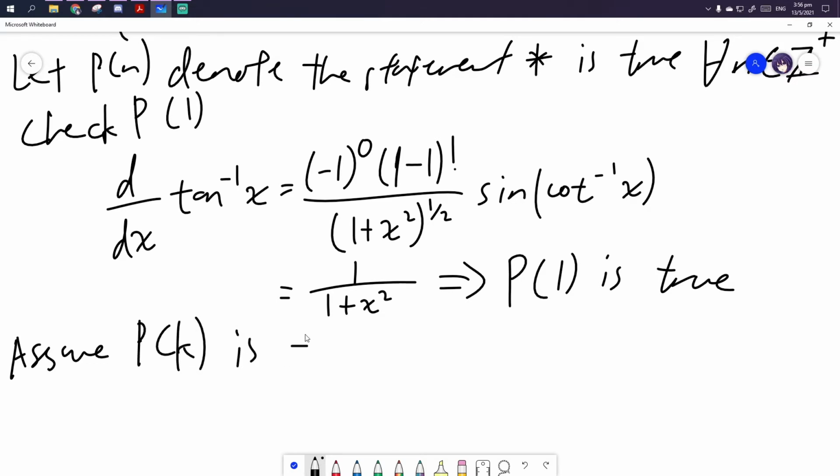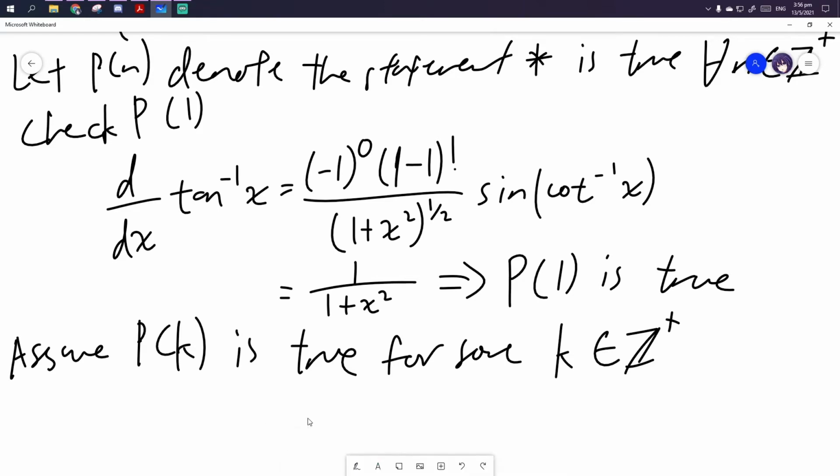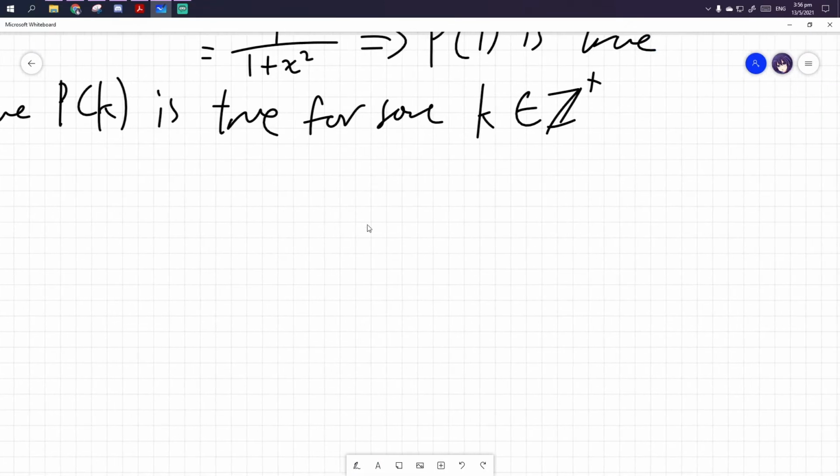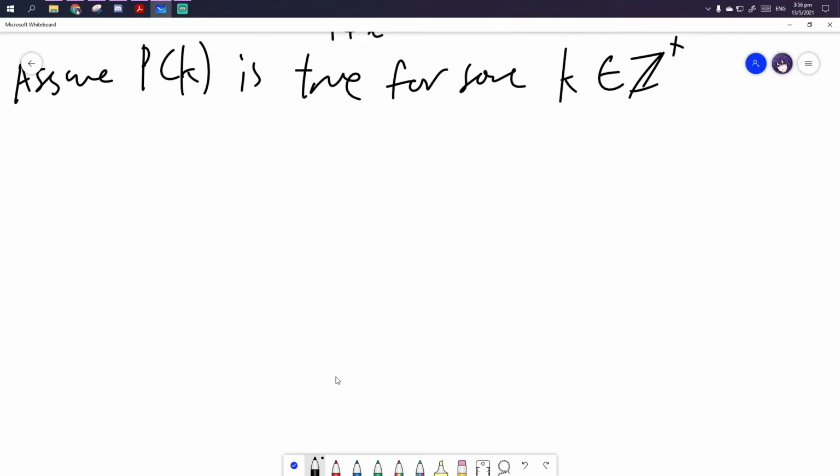So, alright, now we will try to prove that P of k plus 1 is true, right? Okay.